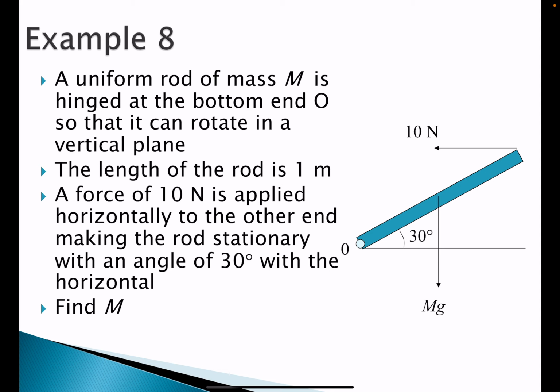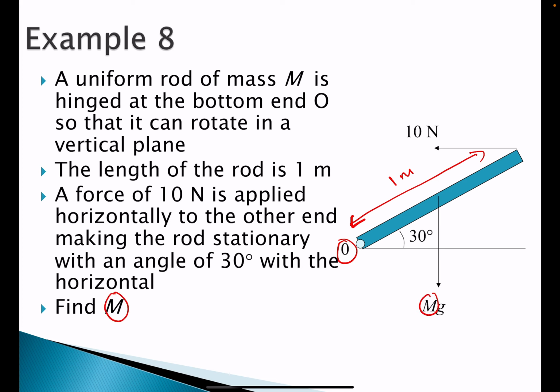We will proceed with more examples for this lecture, and this time let us look at example 8. A uniform rod of mass M is hinged at the bottom at O so that it can rotate in a vertical plane. This one is O here, and the length of the rod is 1 meter. A force of 10 Newton is applied horizontally to the other end, making the rod stationary at an angle of 30 degrees with the horizontal. So we need to find the mass, M.